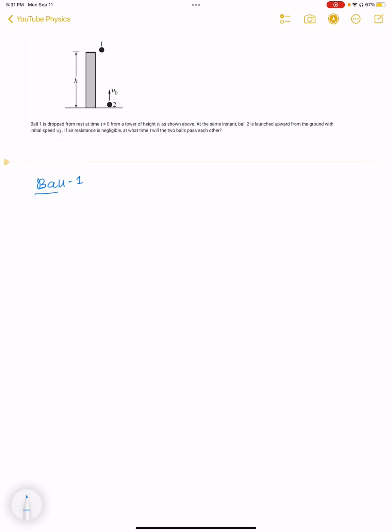Okay. So for ball one, what are the givens? So usually it's great to start by listing out the known parameters. So we know that it's dropped from at rest, so that means initial velocity is 0. We're also given that this was at height equals h, so that would be our initial height.